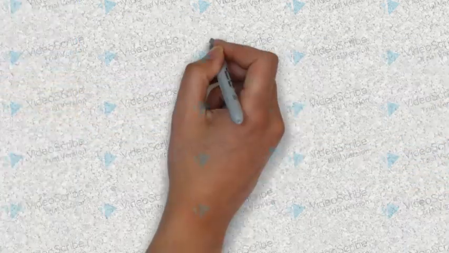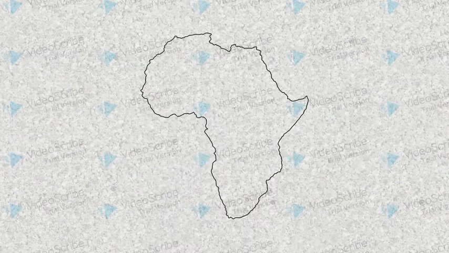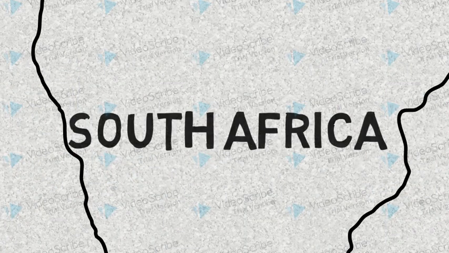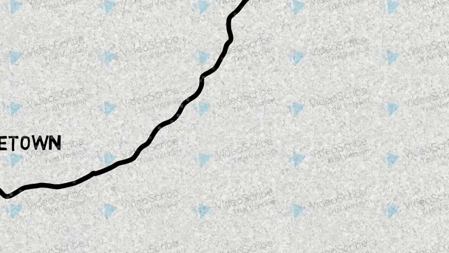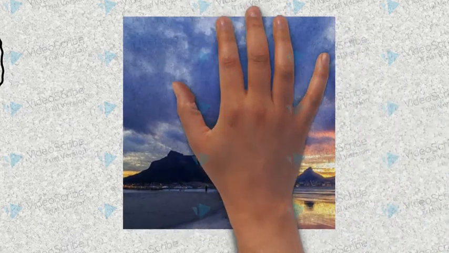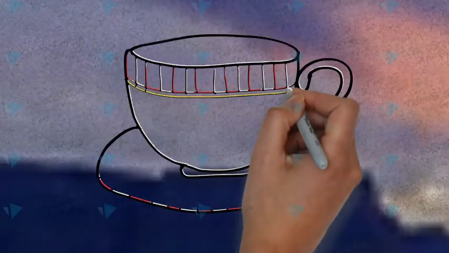This is Table Mountain. Table Mountain is located in South Africa. Well, specifically an area called Cape Town, which is located right about here. The top of this 3-kilometer plateau is flat like a table, hence the name Table Mountain. This is what makes it unique.